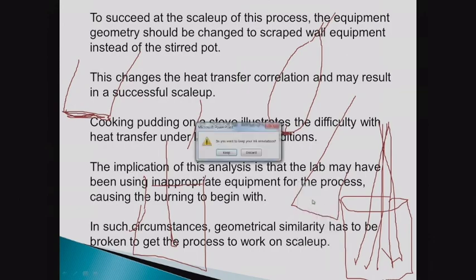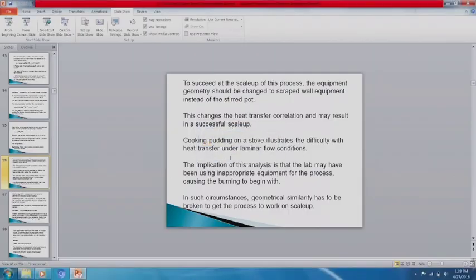So anyway, go back. The important implication of this is the lab may have used inappropriate equipment. The lab has used inappropriate equipment, which caused the burning to begin with. Okay.